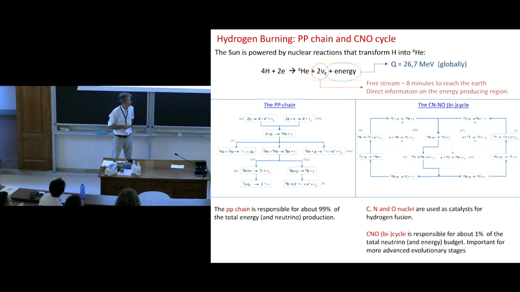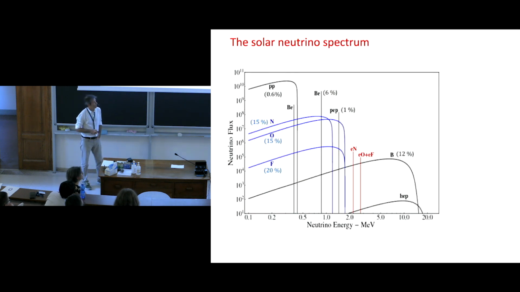in the plasma. As Aldo explained, we have two main mechanisms: the PP chain, which is responsible for about 99% of the total neutrino and energy production, and the CNO cycle, which uses carbon, nitrogen, and oxygen nuclei as catalysts for hydrogen fusion. The CNO cycle is responsible for about 1%, but it's a fundamental process in astrophysics, as we all know, because it's the dominant energy-producing mechanism in stars more massive than the sun or in more advanced evolutionary stages. Here we have the solar neutrino spectrum.